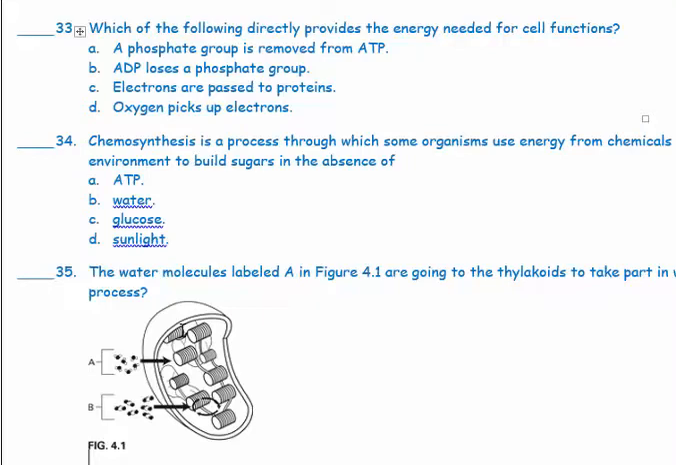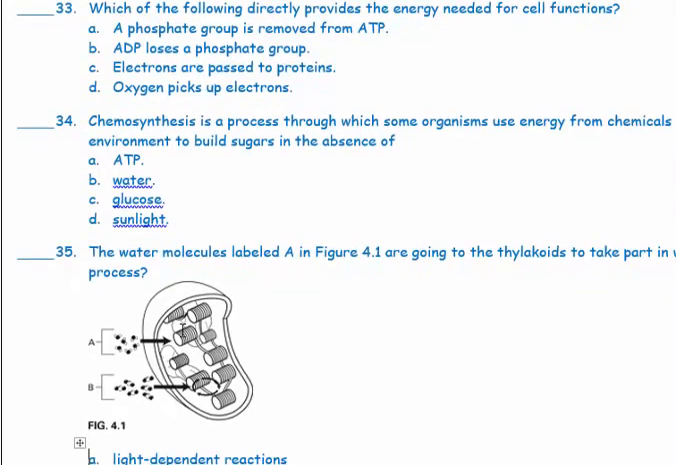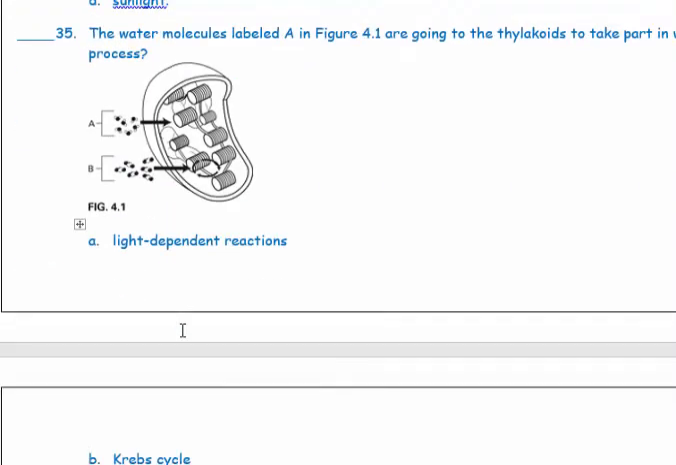35. We're going to look at this figure which contains the chloroplasts, and we're going to look at the stacks that form the thylakoids. Water molecules labeled A in figure 4.1 are going to the thylakoid to take part in which process? The thylakoids make part of the chloroplast, so of course they take part in photosynthesis. So 35A, light dependent reactions.